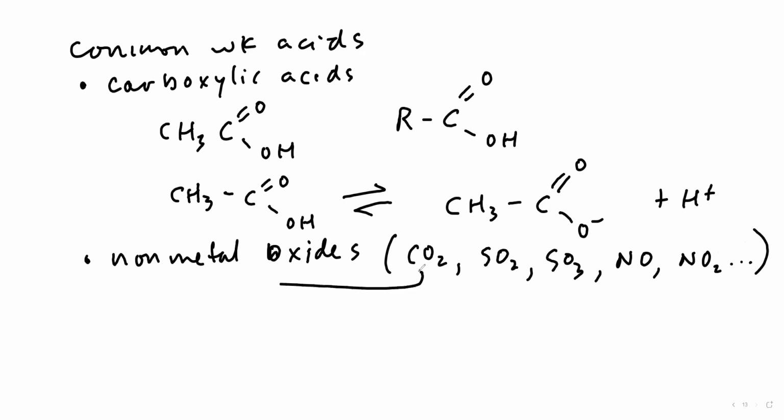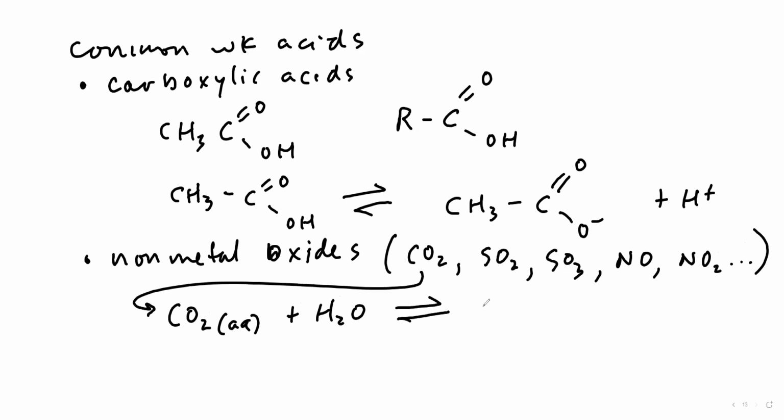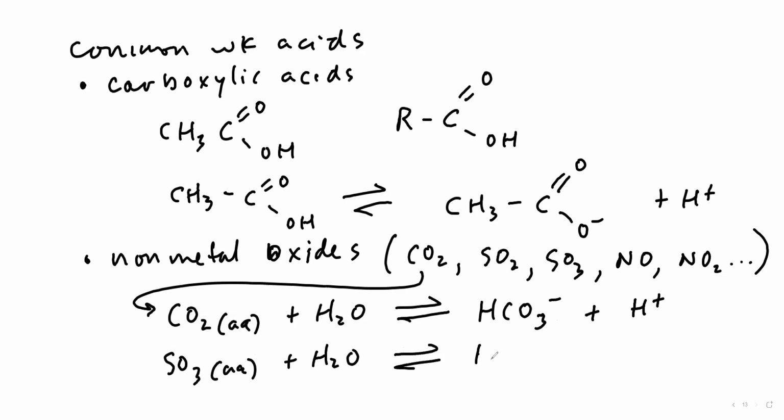And here's an example with CO2. Aqueous CO2 will simply react with water, just like SO2 will react with water, and SO3 would react with water, etc. So CO2 interacts with water, and we end up undergoing chemical equilibrium where the water essentially breaks apart and changes the nature of CO2, and we end up with HCO3 minus, the bicarbonate ion, and then we end up with H plus. If you count up all the atoms and all the charges, you'll see that that works fine. SO3 would interact in an analogous way, and we end up with HSO4 minus, the hydrogen sulfate ion, plus H plus.